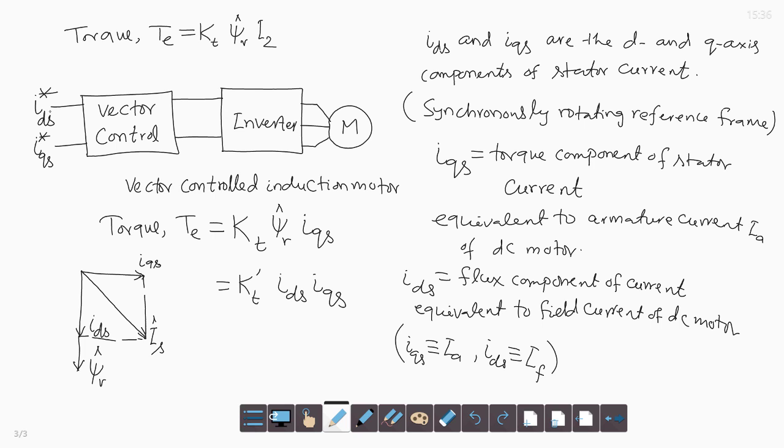When flux is to be controlled, the IDS star is varied, IQS star is kept constant, and IDS star variation affects only the IDS, and IQS remains unaffected. And when control is to be done at constant flux, IDS star is maintained constant and IQS star is controlled, and that affects only the q axis stator current IQS without affecting the flux. So, fast transient response is obtained and decoupling is obtained.